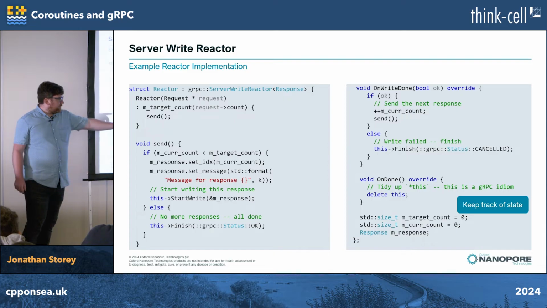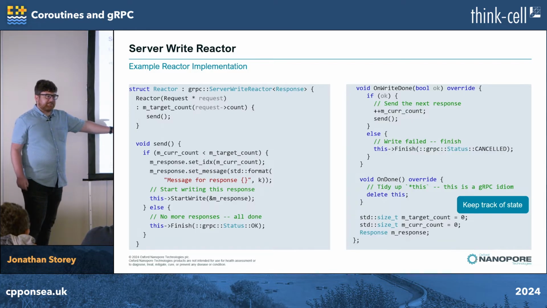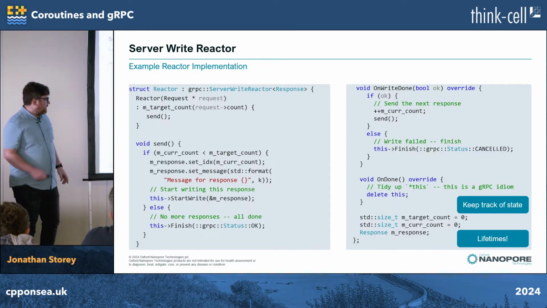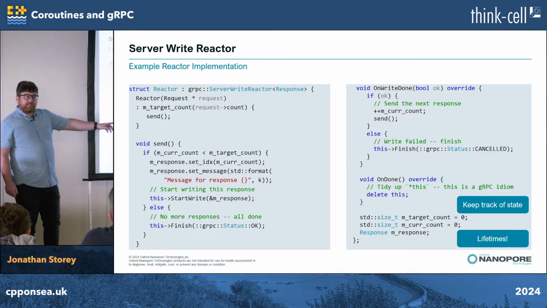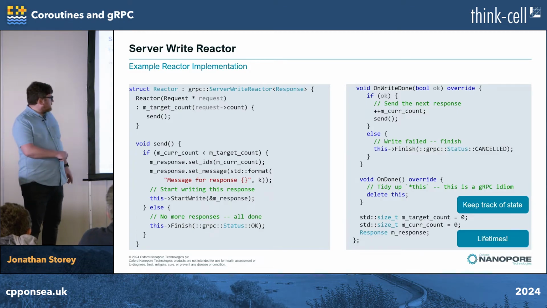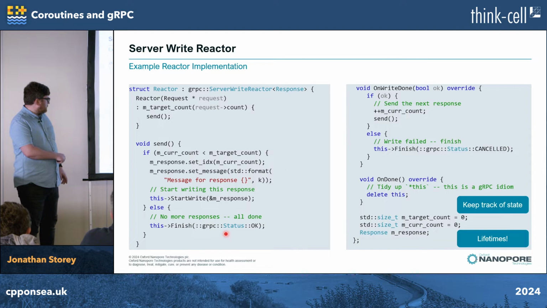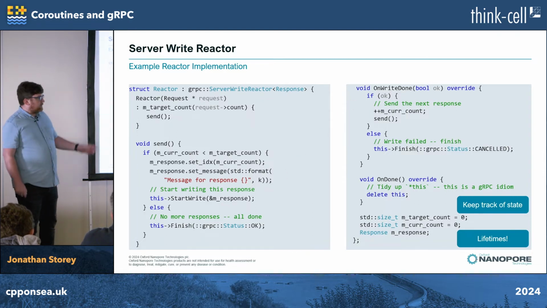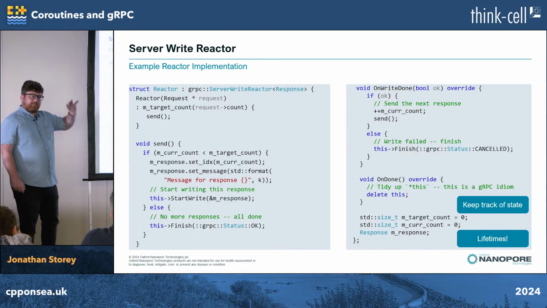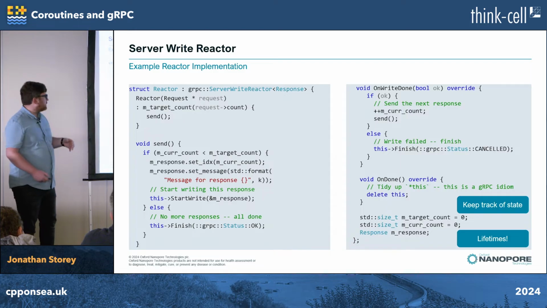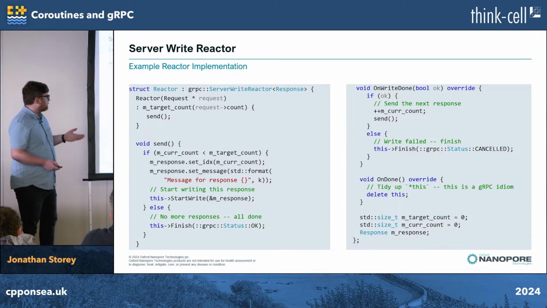Some things to note are we need to keep track of state across the asynchronous calls. Hey, coroutines can keep track of state across asynchronous calls. We need to keep this response object alive from when we send it here to when the write completes over here. So again, we need to keep an object alive across effectively an asynchronous call boundary. Again, coroutines do that automatically.